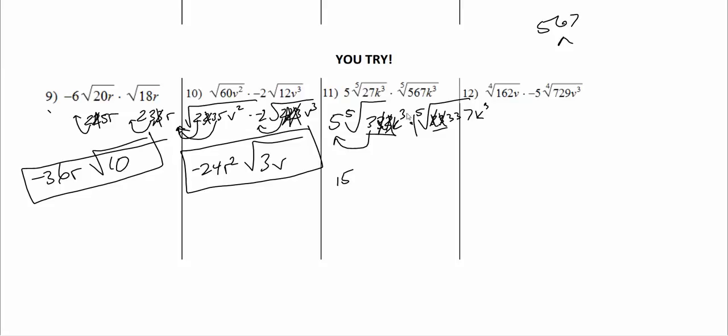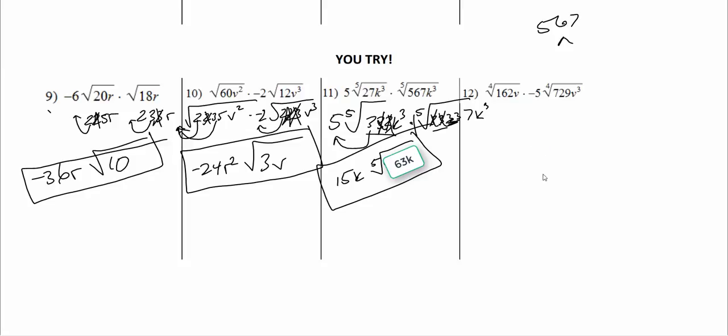Can I pull any k's out? Well, yeah, I got 6. I need 5, so I can pull 1 of them out. And then I have the fifth root of what is left. 2, I have 2 3s, that makes a 9. And then I should have 1 k left. That is your final answer there.